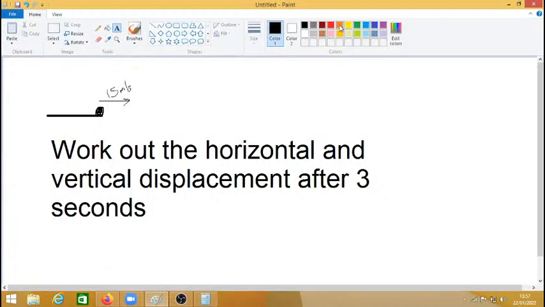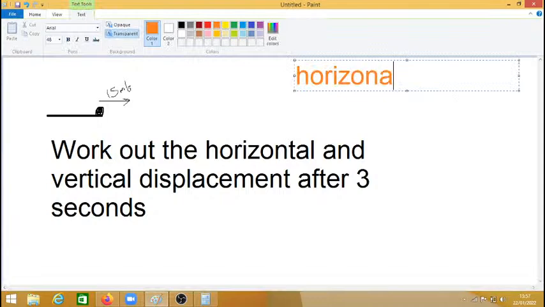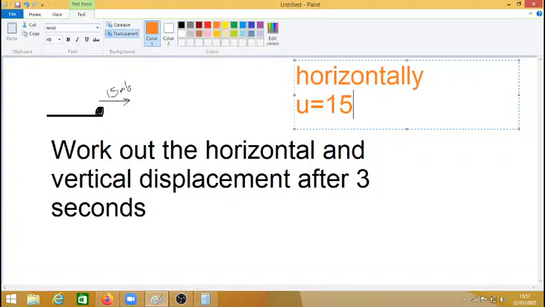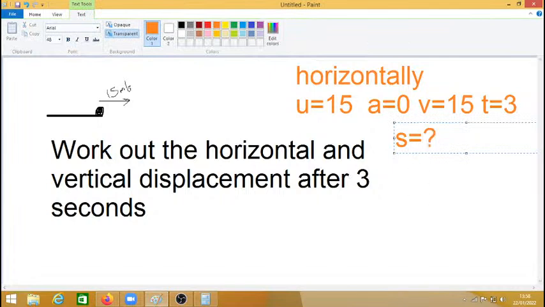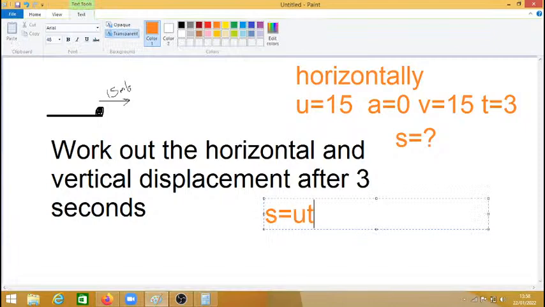Let's look at things horizontally. What do we know? We know that the initial velocity is 15. We know the acceleration horizontally doesn't change, it is 0, so the speed isn't changing. We know the final velocity is also going to be 15. We know that time is equal to 3, and it's s that we're trying to find out. So let's grab the formula for s. S is equal to ut plus half at squared.